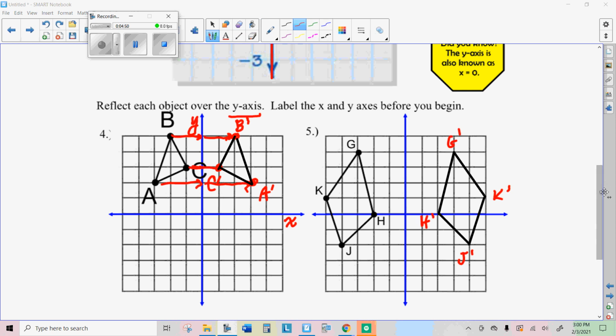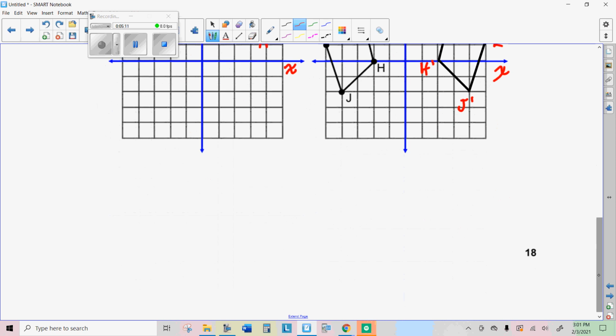All right, I think if you did it right, it should look something like that. Make sure that this distance to the y-axis is the same as this distance to the new point. All right. And if you do that, you should be good. And also remember that this is your y-axis and this is your x-axis.